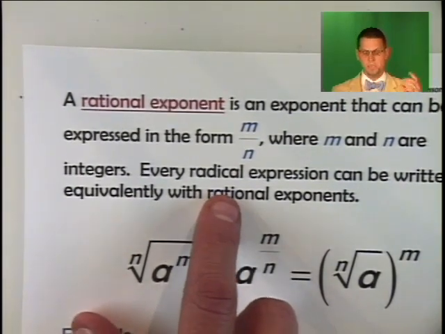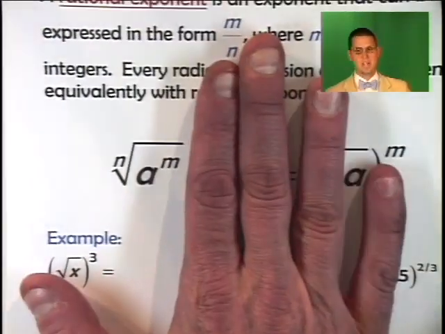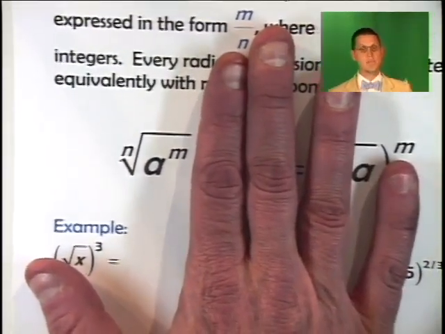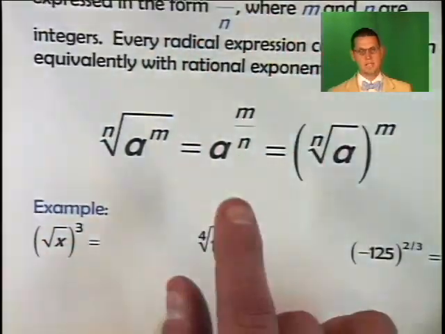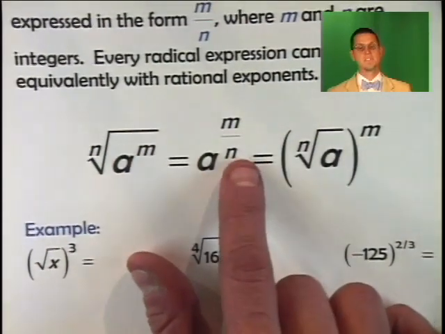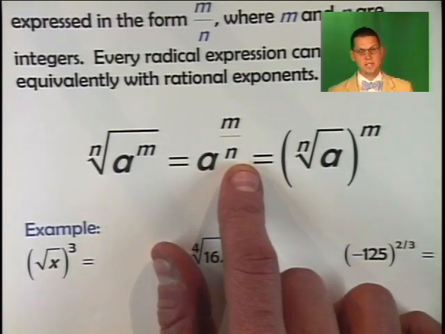Now, where are they going to come from? Well, here's where they come from. If I have this right here, the nth root of a to the m power, that is the same as a to the m divided by n power. Okay, you got that? What does that mean?